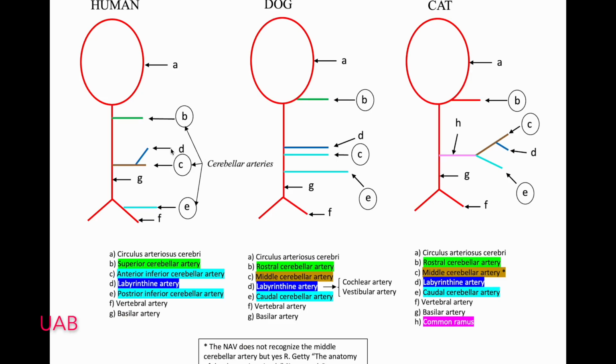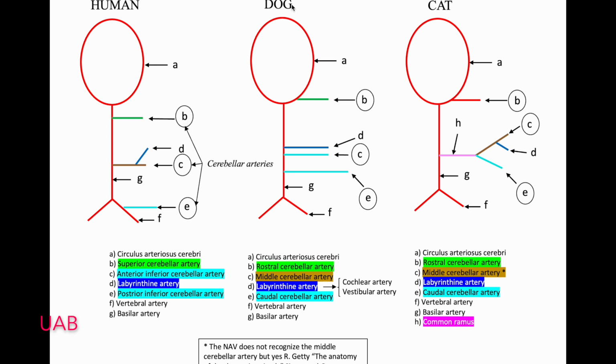If we compare these arteries between human, dog, and cat, what do we see? First, human. In the human, the superior cerebellar artery, it should be letter B, and then we have an anterior inferior cerebellar artery, from which the labyrinthine artery detaches. And finally, the posterior inferior cerebellar artery branches off from the vertebral artery. These are cerebellar arteries.